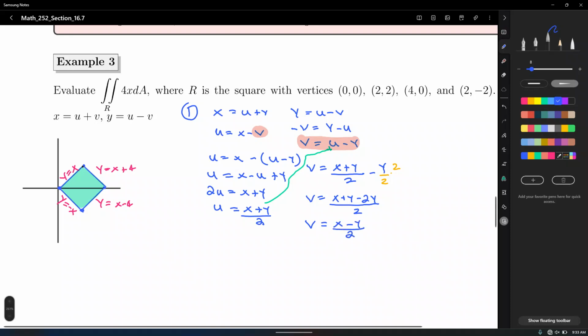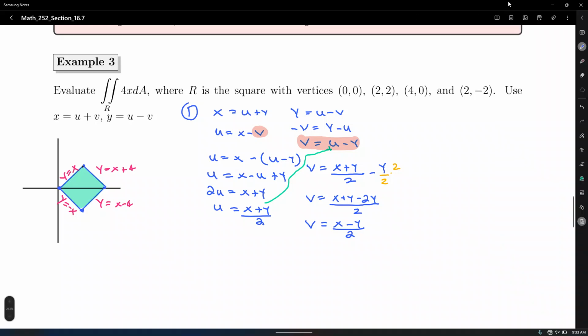So we have the two relations to go from the world of x, y to the world of u and v, and also the expression to go from the world of u, v back to the world of x, y. All right? So we need to go both directions. What are we going to do here? Okay.